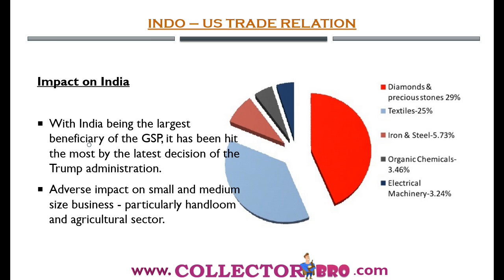Now let's analyze that. India being the largest beneficiary of this generalized system of preferences, it has been hit the most by the latest decision of the Trump administration. Then there is the adverse impact on small and medium sized businesses, particularly the handloom and the agricultural sector. We have already discussed that the handloom and the agricultural sector come under the medium and small industries. So once the generalized system of preferences is taken away, the MSME sector is going to be impacted the worst in India.